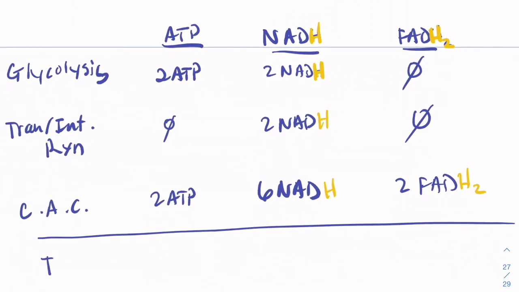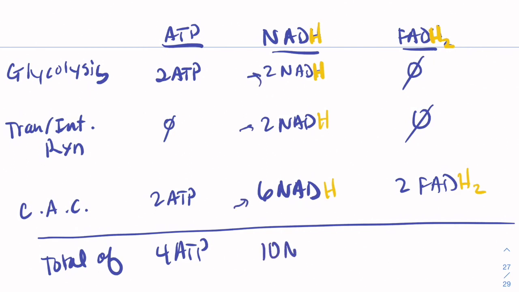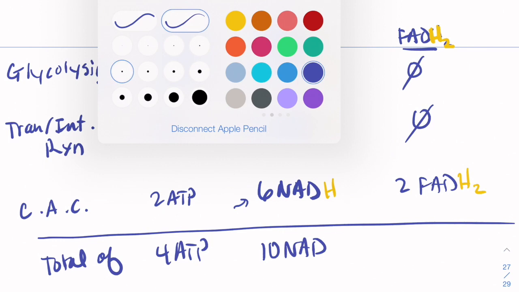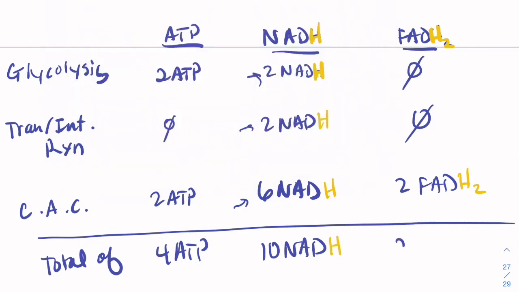Grand total of 2 plus 2 is 4 ATP. 2 plus 2 plus 6 is 10 NADH. And 2 FADH2s.